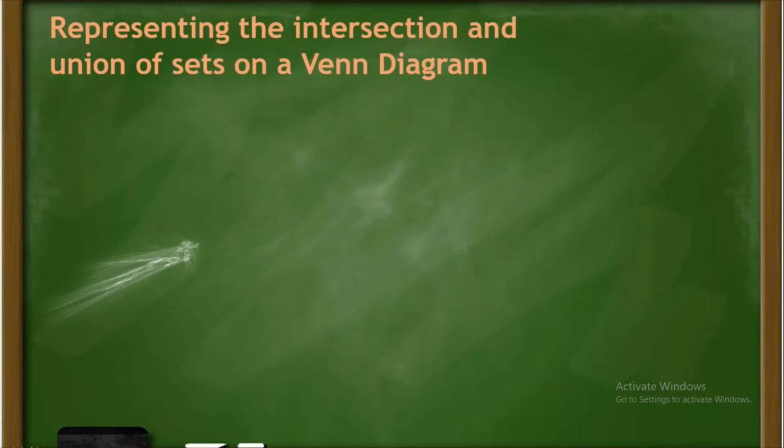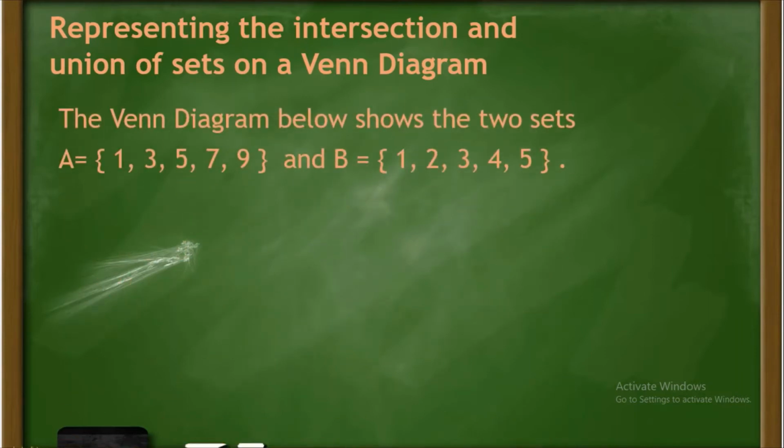Okay, another, we have representing the intersection and union of sets on a Venn diagram. Okay, alam na nga natin yung intersection at saka union of sets. Here, we're going to use, again, Venn diagram to represent the figure. Okay, the Venn diagram below shows the two sets. We have set A, we have elements 1, 3, 5, 7, 9, and set B, we have 1, 2, 3, 4, and 5.